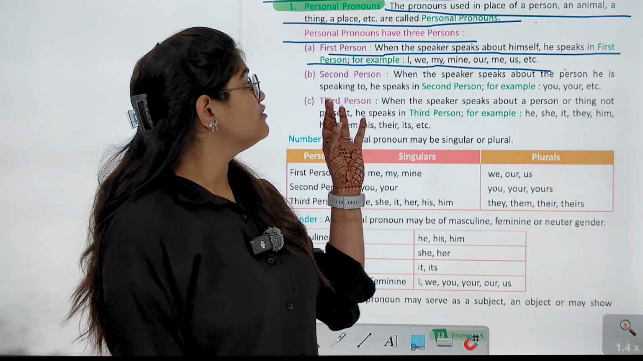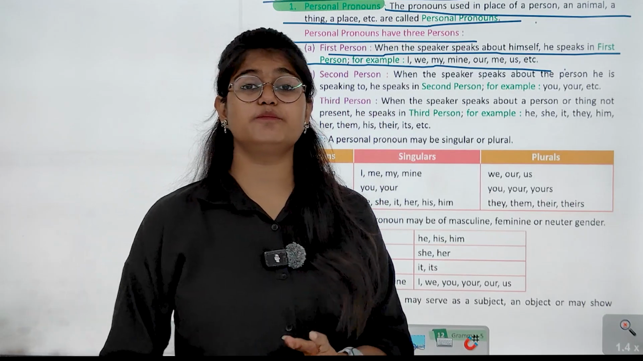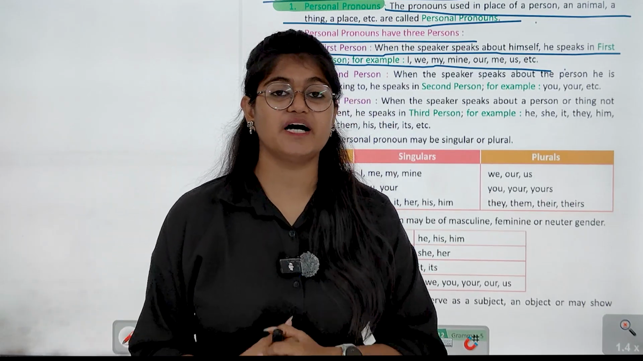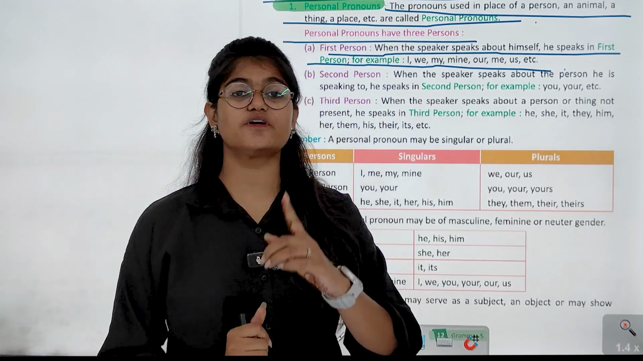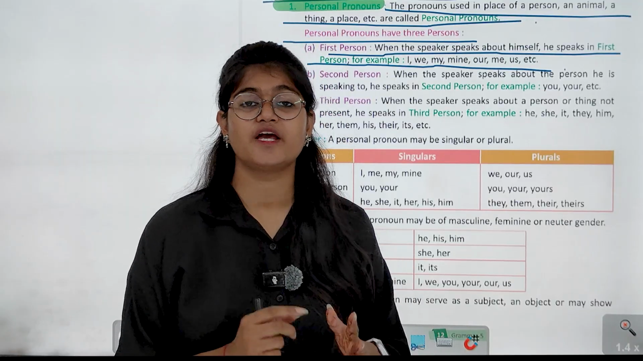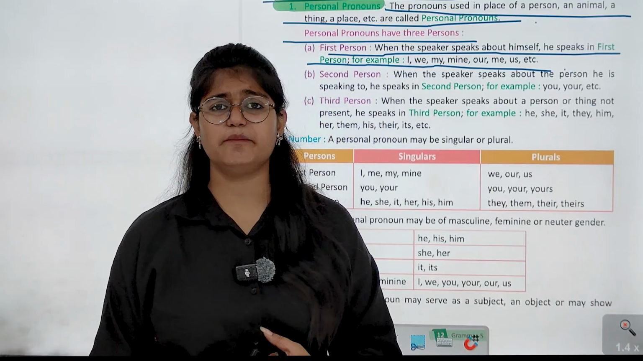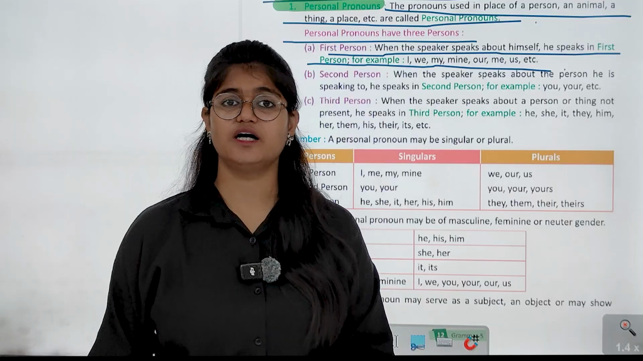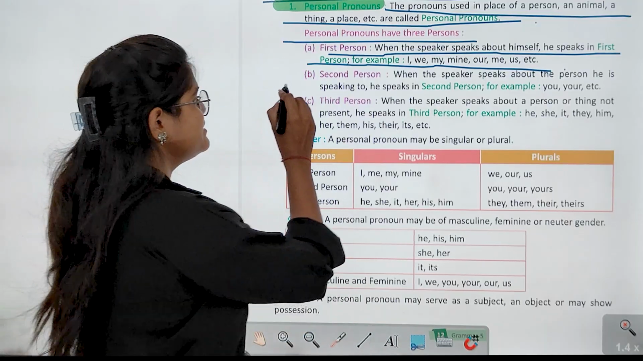Right? तो फर्स्ट पर्सन यानी कि जो पर्सन कभी अपने बारे में बात कर रहा होता है तो वो फर्स्ट पर्सन का यूज करता है. एग्जाम्पल है आई, मी, माई, आर, वी etc. राइट. नेक्स्ट इज द सेकेंड पर्सन.